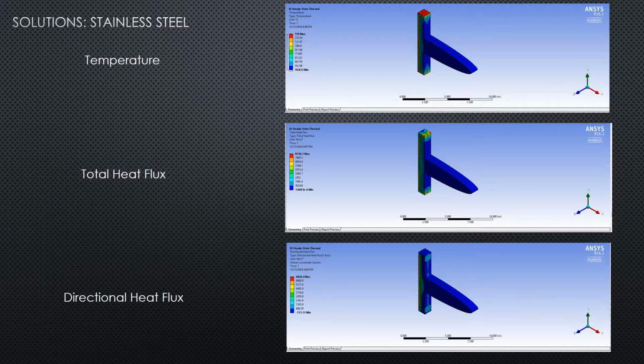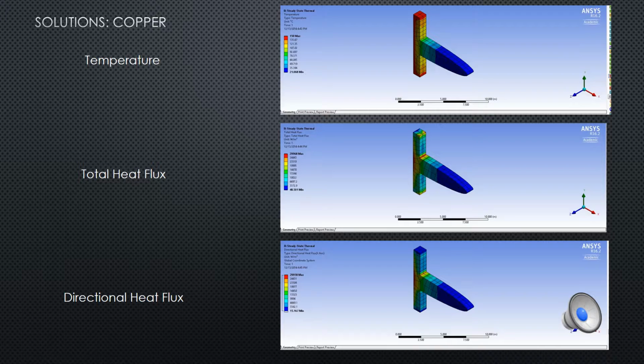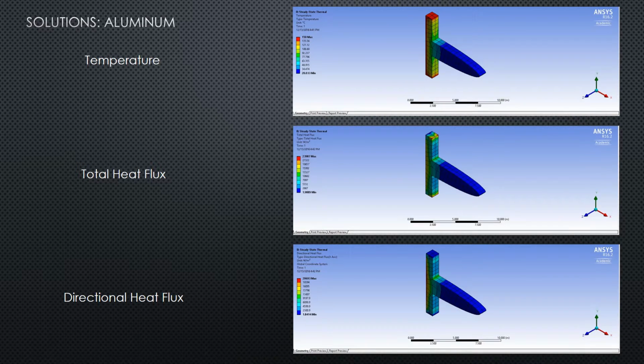Our result for the stainless steel with the new geometry is as follows. For our solution for copper, when compared to the stainless steel, it actually took a lot longer to cool down. We'll see when we go to the graphs later that it is because it has the highest conductivity of all the materials. And last but not least, this is our result for aluminum.